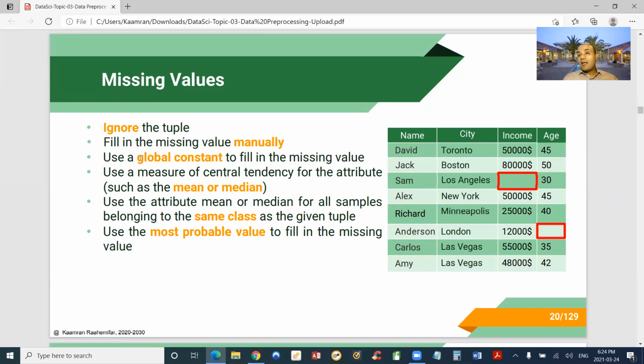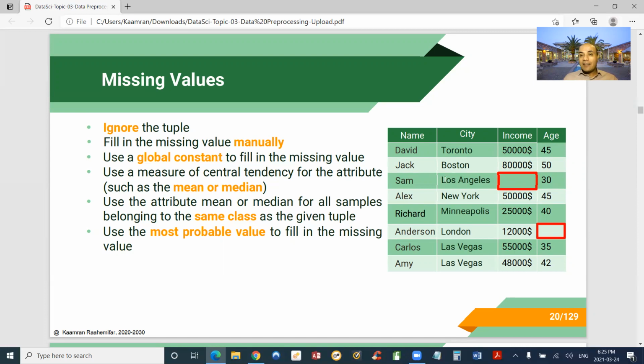You could potentially say, I'm going to use a global constant. A global constant means you go and take a look at the United Nations database, and the database says the average income for the young generation, say 25 years old until 45 years old, is going to be $60,000, and you're going to put that in. But here is the problem.